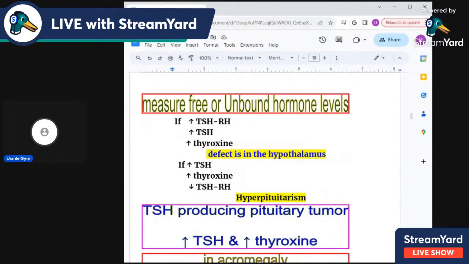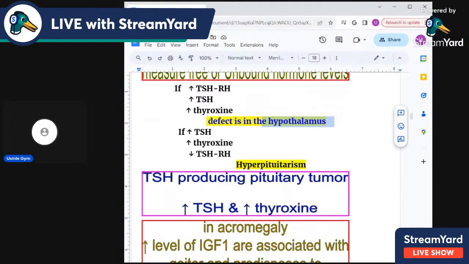So let's see different conditions where TSH, TRH, and thyroxine increase or decrease. If there is increased TSH release hormone, it will cause increased TSH, and that will cause increased thyroxine production. So the defect is in the hypothalamus above, because TRH is not being inhibited by the increased thyroxine, which normally causes negative inhibition of TRH. But TRH is autonomously produced by the hypothalamus.